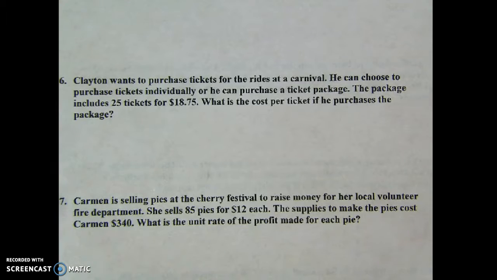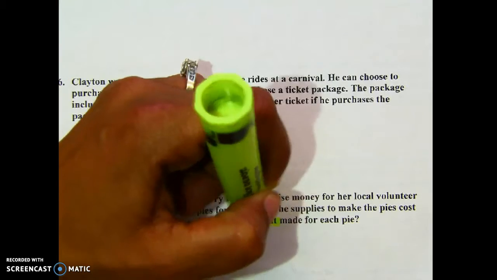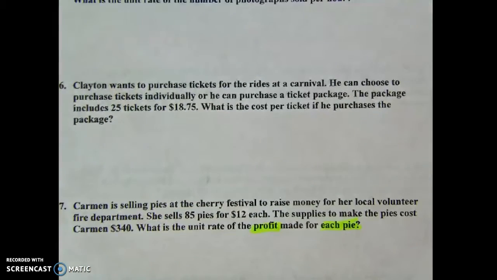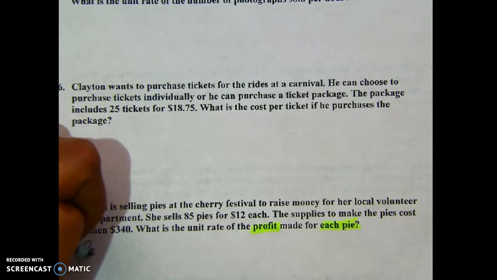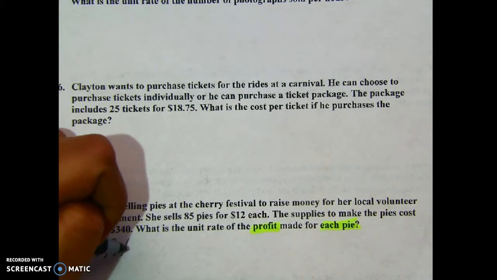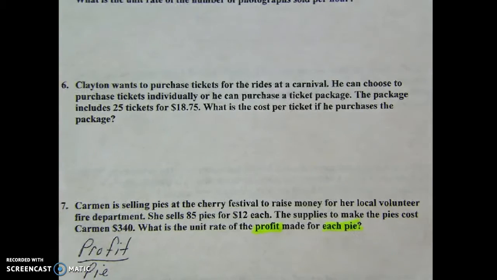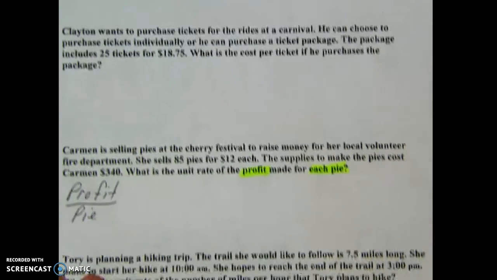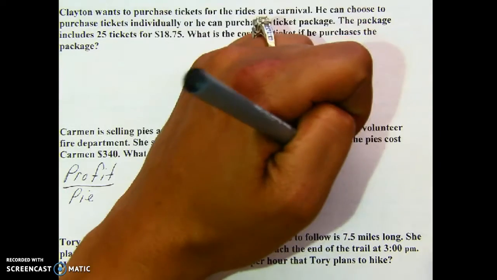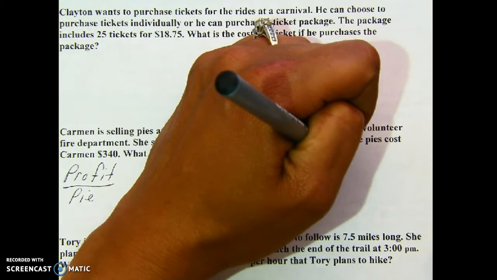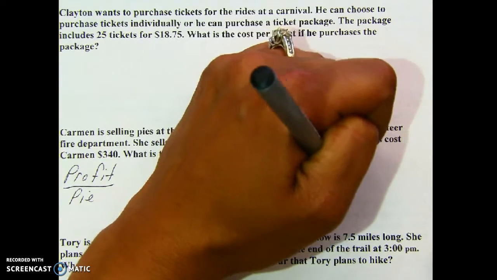Here's my question. I always say highlight what it's asking. What is the unit rate of profit for each pie? So that's our key. We're going to be talking about profit per pie. Now we're going to go back and look at the information given. We know that she sold each pie. She sold 85 pies for $12.